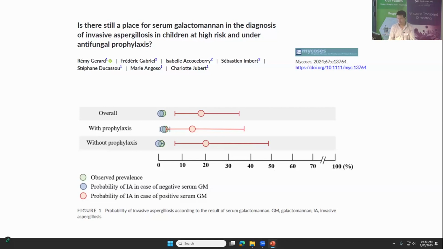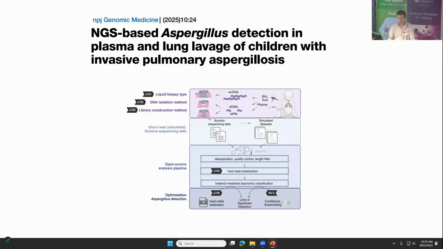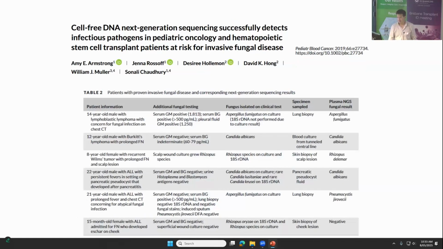I won't spend too much time on next generation sequencing, because I know Beatrice is going to cover the newer diagnostics, but there is hope on the horizon with cell-free DNA, next generation sequencing, which has been looked at in a couple of cohorts of children. In this case, there were 40 children who contributed samples, and of the 6 proven and probable invasive fungal infections, the next generation sequencing had consistent results with the standard microbiological testing in 4 out of the 6 cases, but was negative in 2 out of the 6.